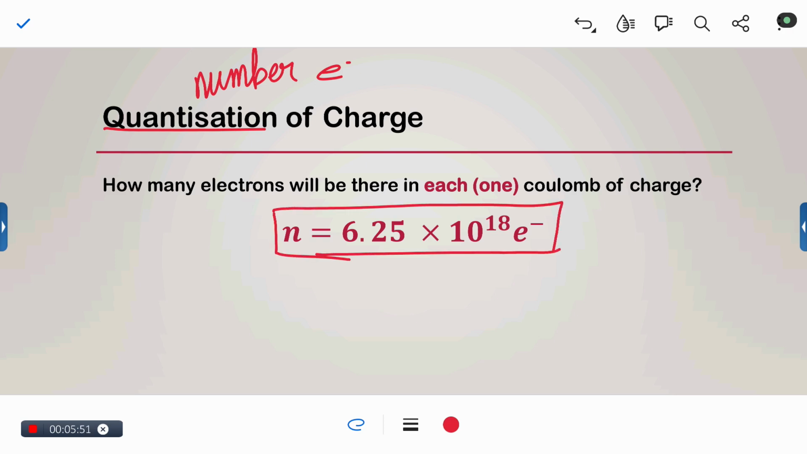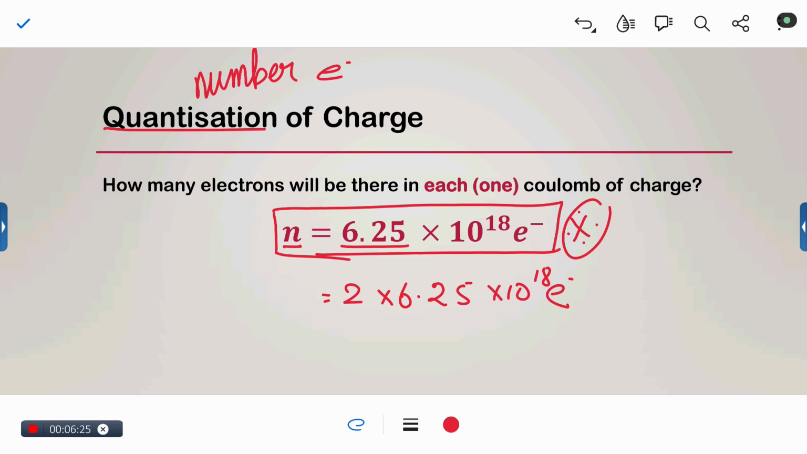6.25 into 10 to the power of 18 electrons. So how many electrons are there? 6.25 into 10 to the power of 18 electrons. This value we need to remember. If they're asking in 1 coulomb, find how many electrons are there in each coulomb of charge, or 2 coulomb of charge. Suppose they're asking for 2 coulomb, directly you can multiply this 6.25: 2 into 6.25 into 10 to the power of 18. This value anyway is going to be the same. Clear? For each coulomb, how many electrons will be there means 6.25, it is a fixed value.